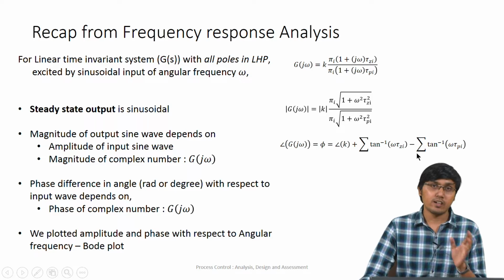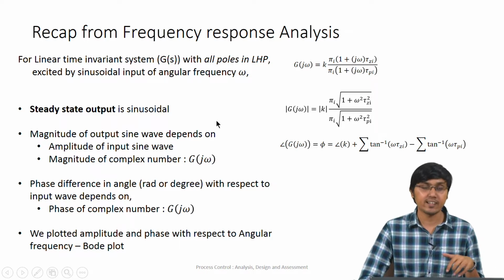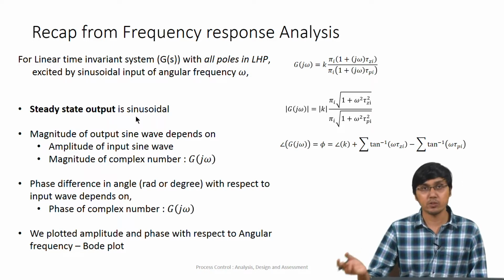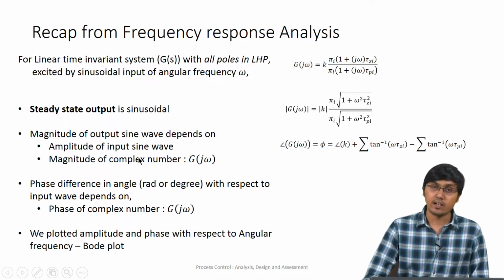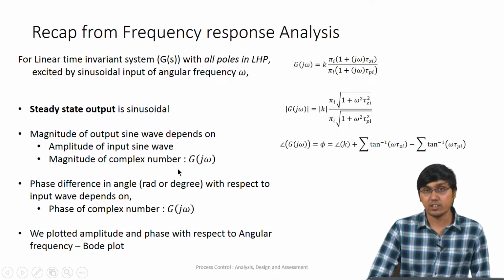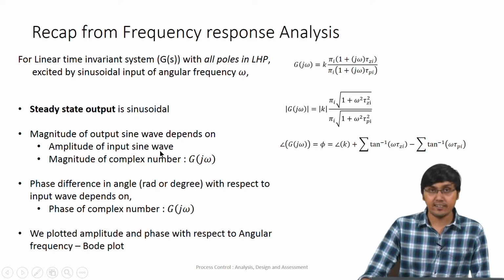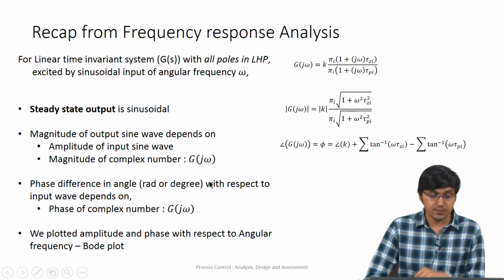If you can recollect from the frequency analysis presentations, this is the summary slide from that. When we excite a system with a sinusoidal input, the output is also sinusoidal at steady state, and the magnitude of the output depends upon the amplitude of the input and also the magnitude of a complex number G of j omega, where G of s is the system. There is also a phase lag that we observed in the output. So we had the magnitude change and also the phase change, and we gave these formulas for the amplitude and the phase.